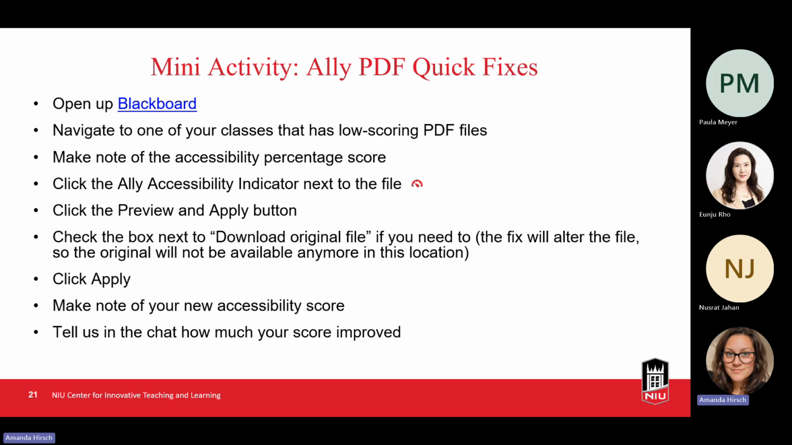Mine at the beginning was 0% accessible because it was a scanned PDF of a physical book. After I did the Ally PDF quick fix, which OCR'd the document, it was then 36% accessible, which is great. That's a big improvement. So no accessibility to a little over a third accessible, 36% accessible.